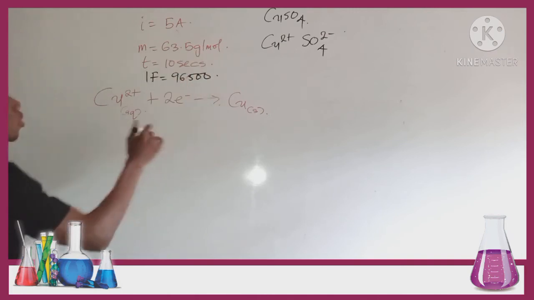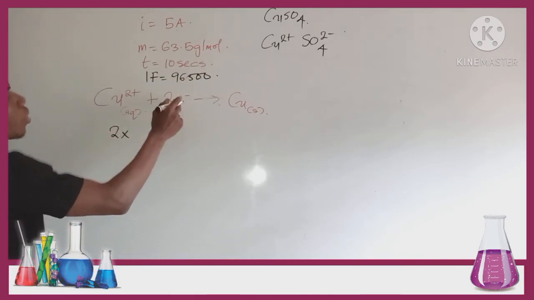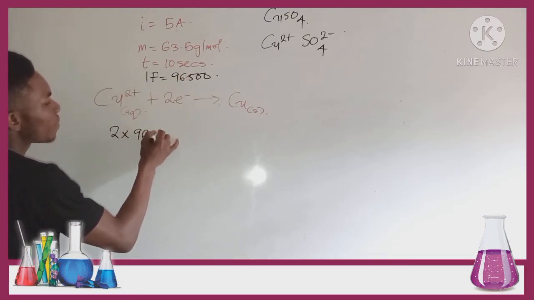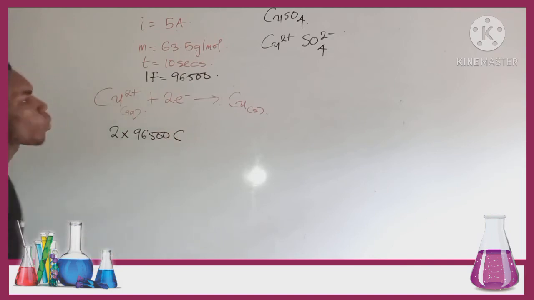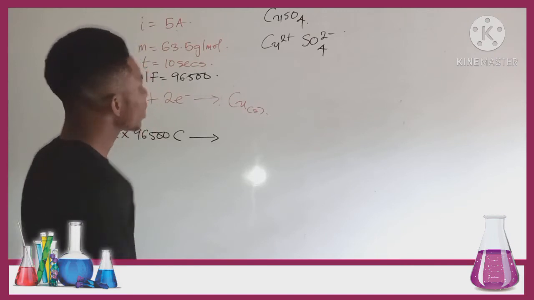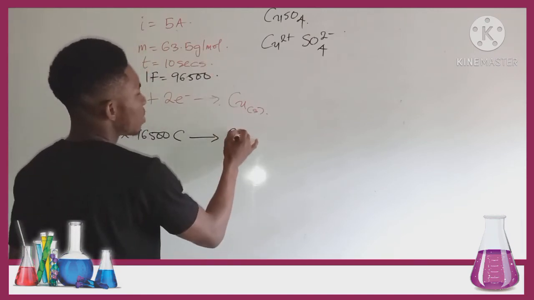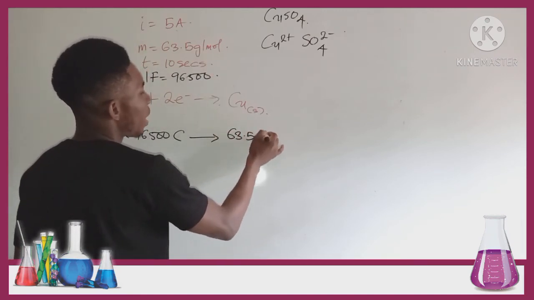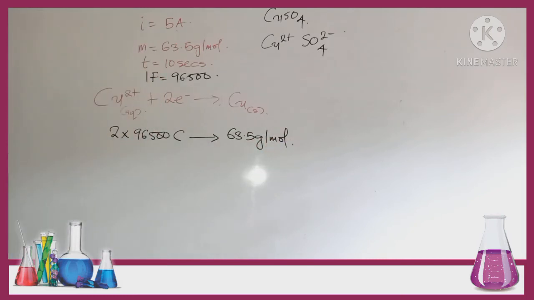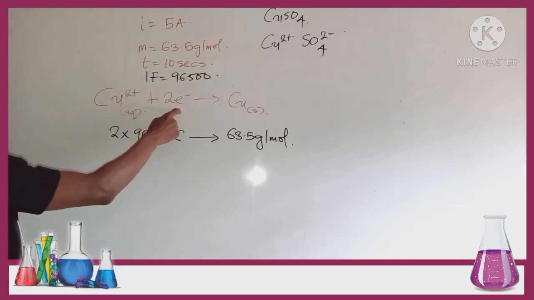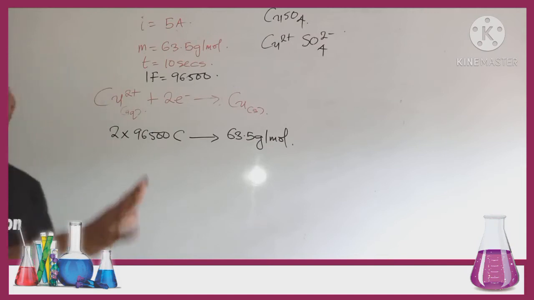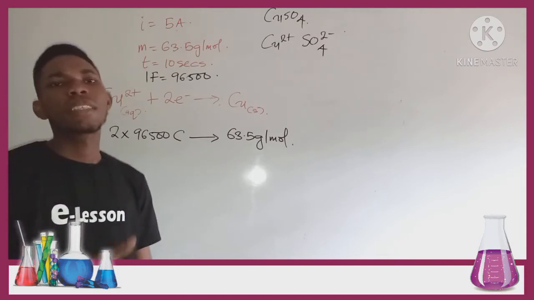96500. So from this stoichiometry, we can say that 2 times, because we have 2 e minus, that means 2 Faraday, which is 96500 coulomb, the quantity of electricity, is equal to the mass of Cu, which is 63.5 gram per mole. So that is to say that 2 Faraday of electricity gave what? 63.5 gram per mole. This is the theoretical. That means the one that has been experimented and tested.